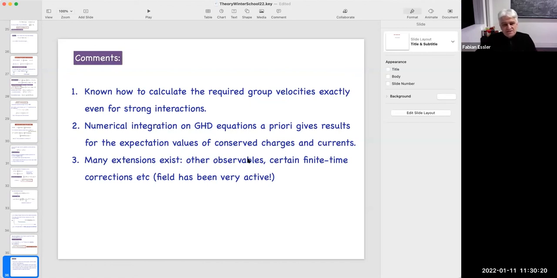But there are extensions, so many extensions exist. You can extend this to certain other observables. You can look at what happens at earlier times, so not at these asymptotic late times, but at shorter times, etc. So the field has been very active. And I have run out of time, so I close here. Thank you for your attention. And I apologize, I rushed through this in the end.